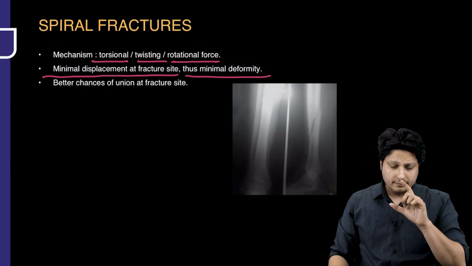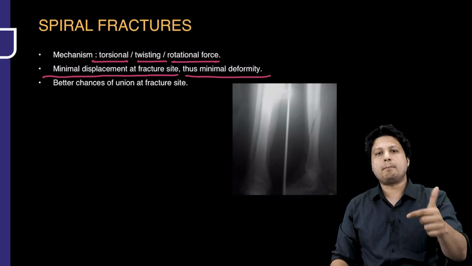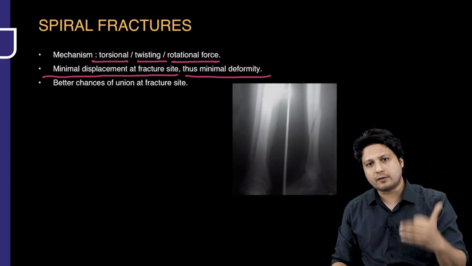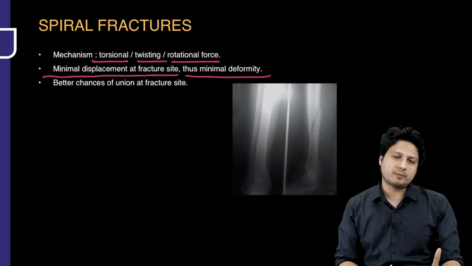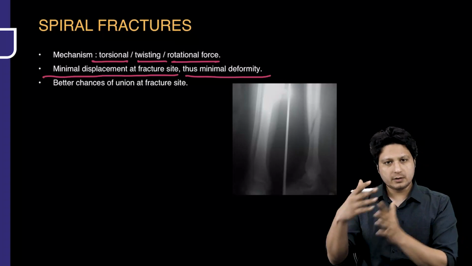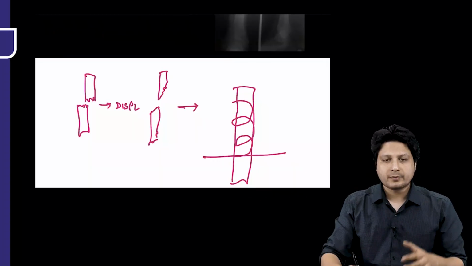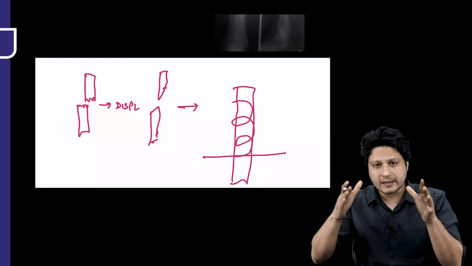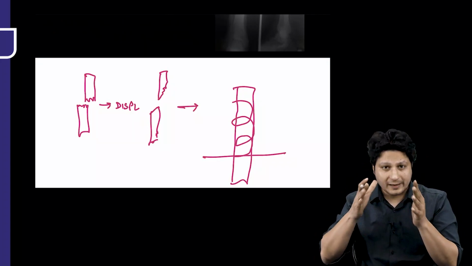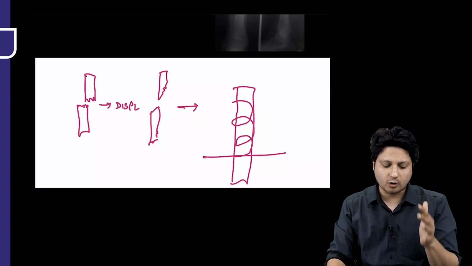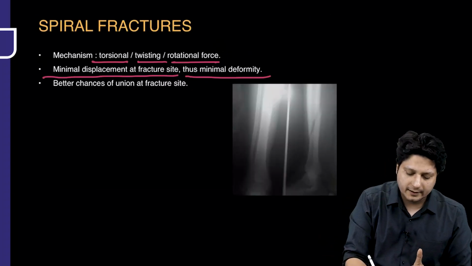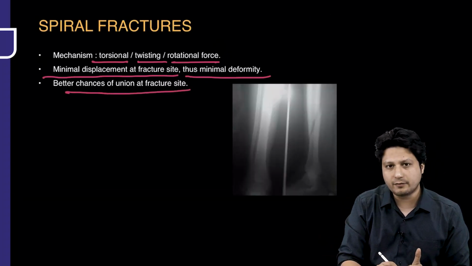Alright. And this makes the possibility of union at the fracture site higher in case of spiral fractures in comparison to transverse fractures. So if you look at the spiral fracture, because of a greater contact surface area and because of minimal displacement at the site of the fracture, it has better chances of union at the fracture site.